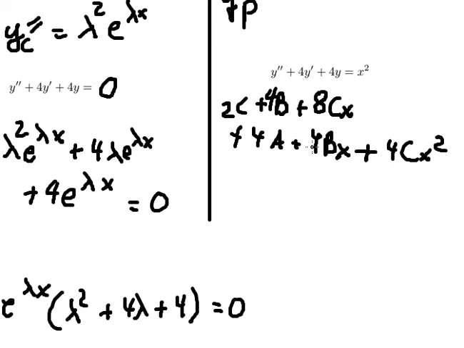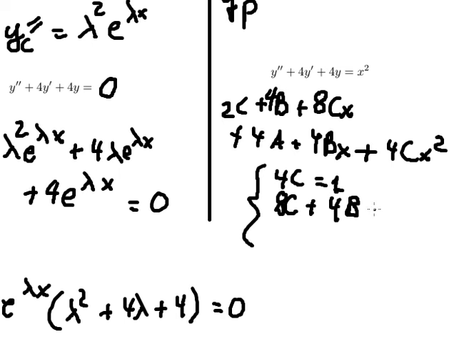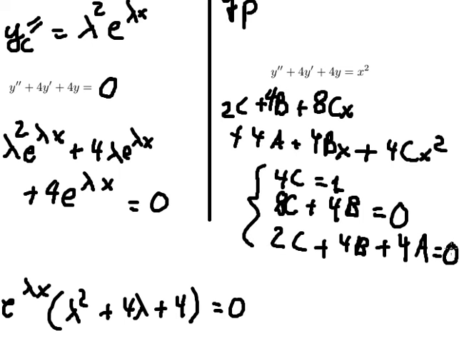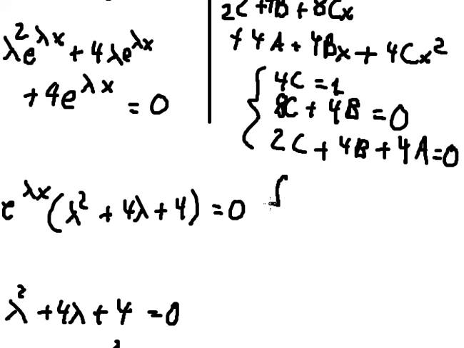Now we need to arrange based on the term of s, so I just put like this. So we have s squared, that means we have coefficient number 1 next to s squared, so 4c equals to number 1. And now because we don't have s, so we have 4c plus 4b equals to number 0. And the last one 2c plus 4b plus 4a equals to number 0. And now we need to find the solution of a, b, c.